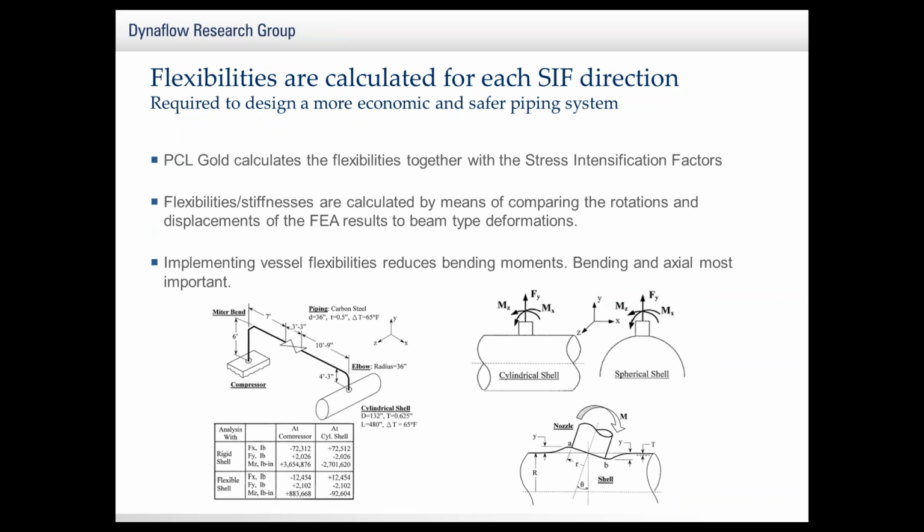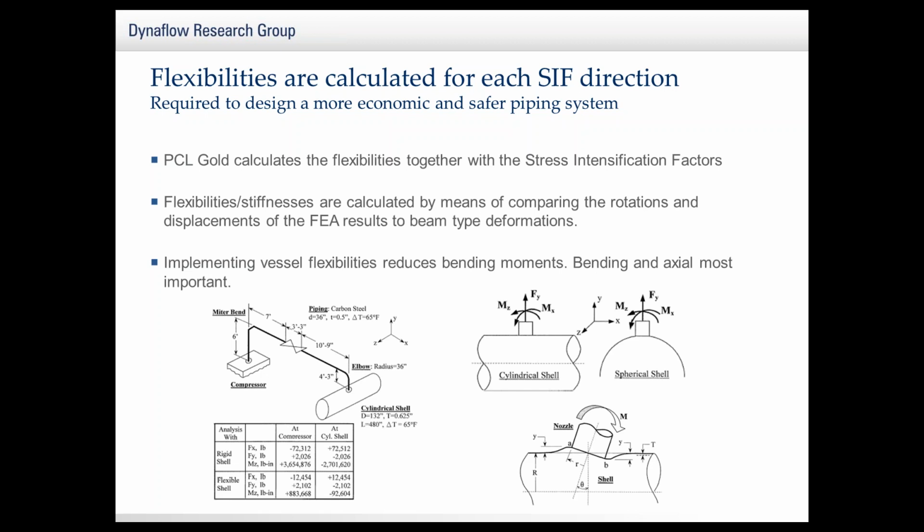Flexibilities. Flexibilities are also calculated for each stress intensity factor direction. So you can do this to more accurately determine the stiffness of your piping system, and this will result in a more economic and safer piping design.